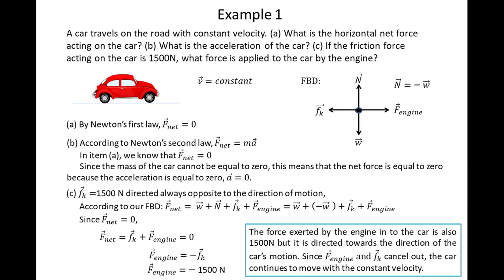So here's another example. Suppose a car travels on a road with constant velocity. What is the horizontal net force acting on the car? What is the acceleration of the car? If the friction force acting on the car is 50 newtons, what force is applied on the car by the engine? So first, by Newton's first law, we recall that at any time the object moves at constant velocity.